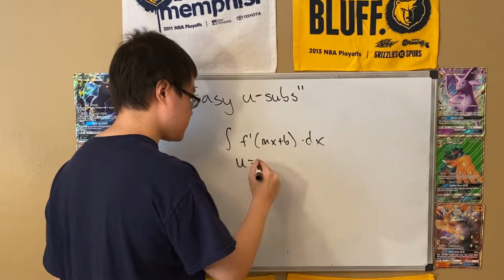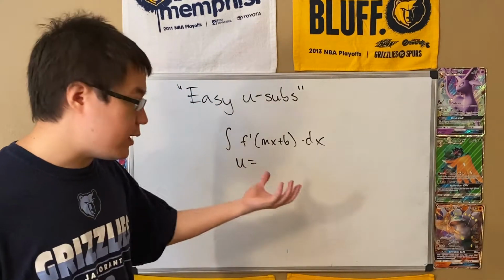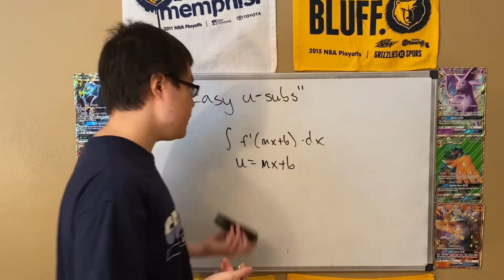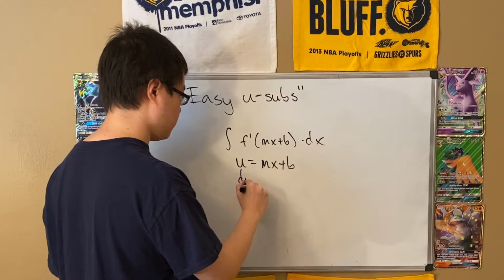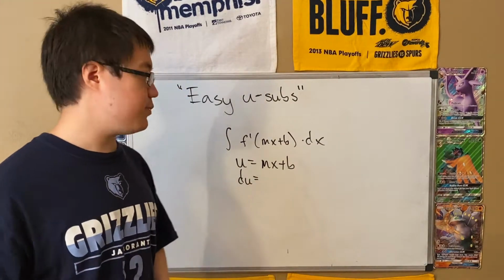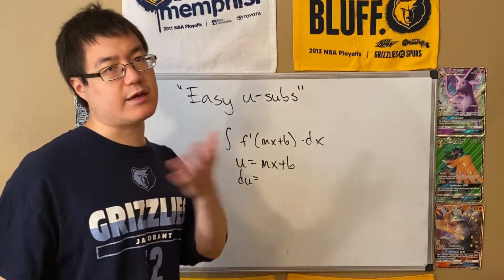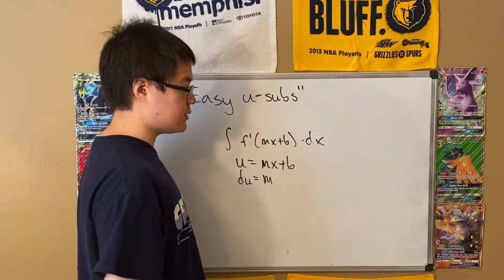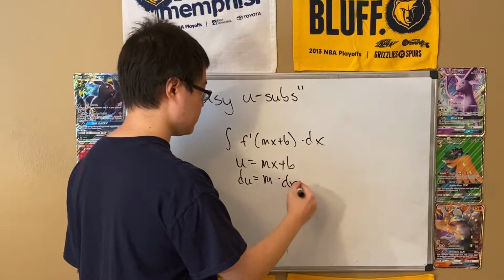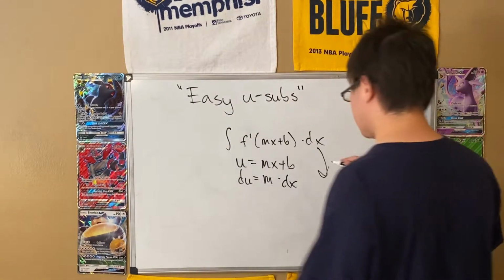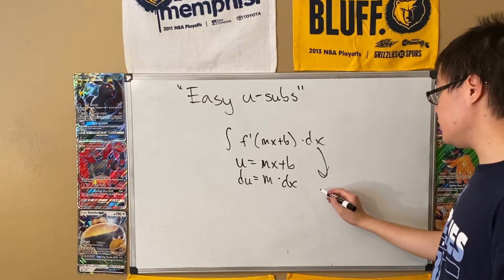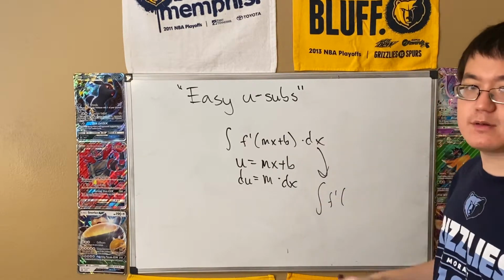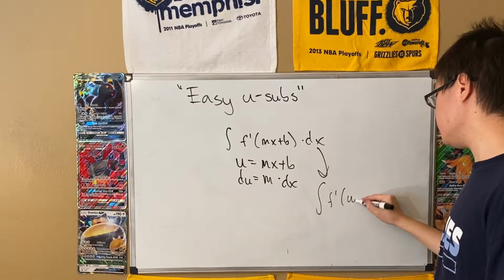What's the u? It's going to be the inside function, so u equals mx plus b. We immediately take a derivative, so it's going to be du. What's the derivative of mx plus b? The derivative of mx, like 5x, is 5, so the derivative is m. The derivative of b is 0, so we just multiply by dx. Then we try to change all the x's to u's, so it's going to be the integral of f prime, and instead of mx plus b, we replace it with u.